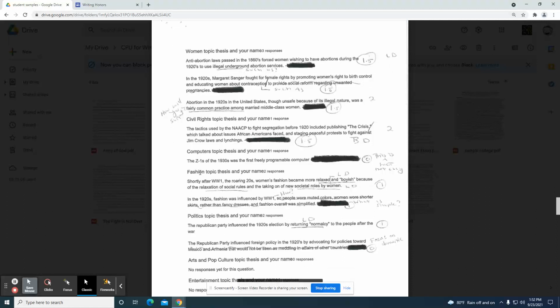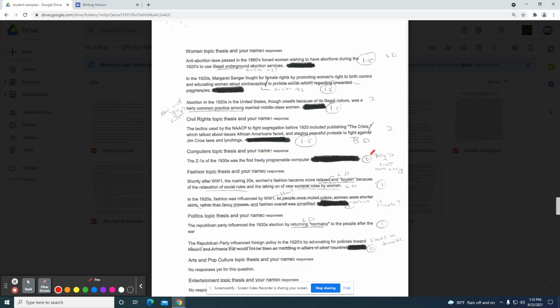Let me see. Okay. The Z1 of the 30s was the first freely programmable computer. Zero out of three. To me that seems factual. Where do you go with this? You could discuss how and why the Z1 was developed, the difference with regard to programming computers coming after it, and what makes the Z1 significant. But this just seems to be factual.